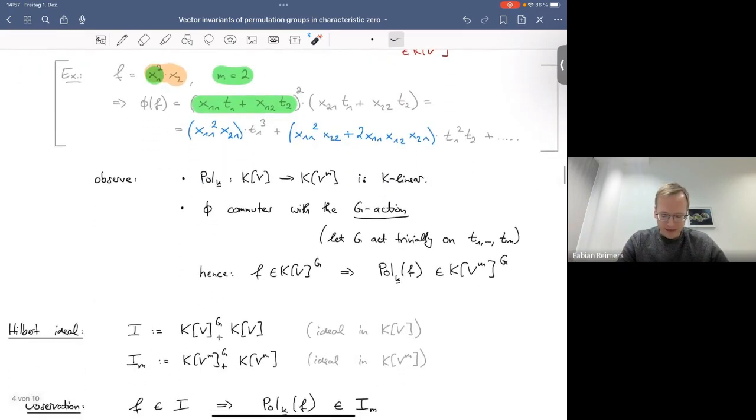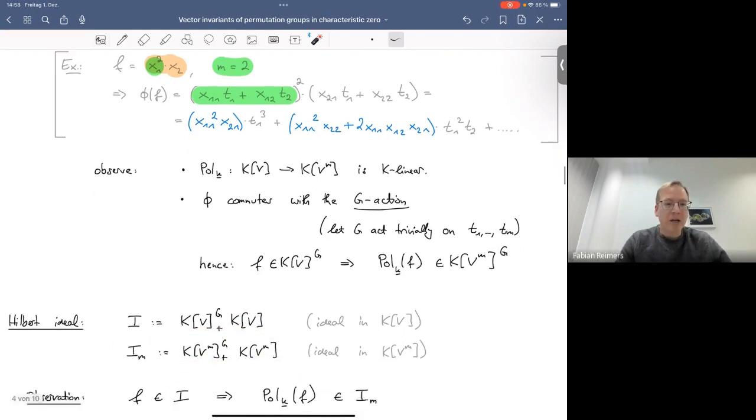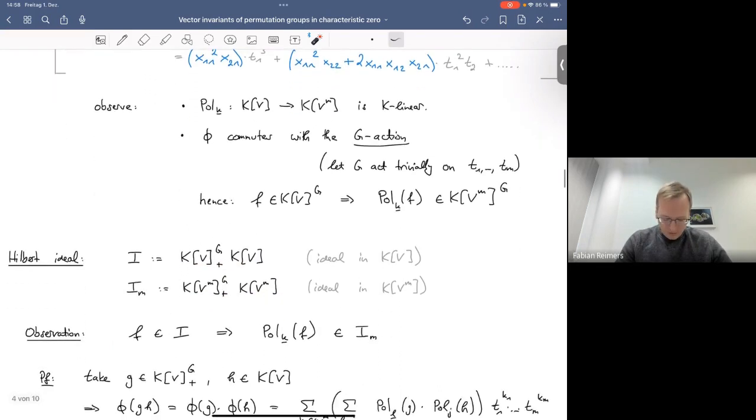So another thing we need is the Hilbert ideal, and this is of course the ideal in K[V] generated by all homogeneous invariants of positive degree. And similarly, we now have this in our other coordinate ring for vector invariants. I need some ad hoc notation because this will appear later on. So I is the Hilbert ideal, and I_m is the Hilbert ideal here.